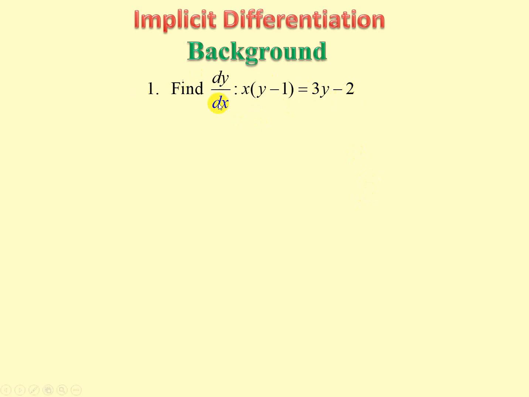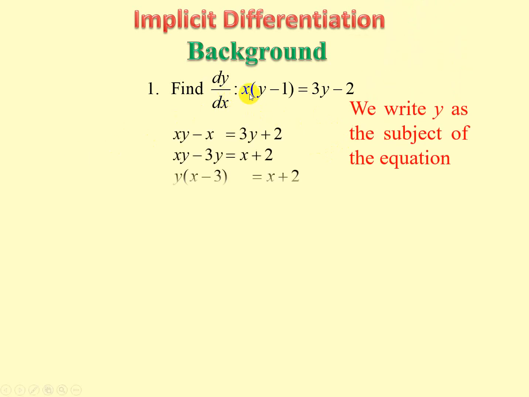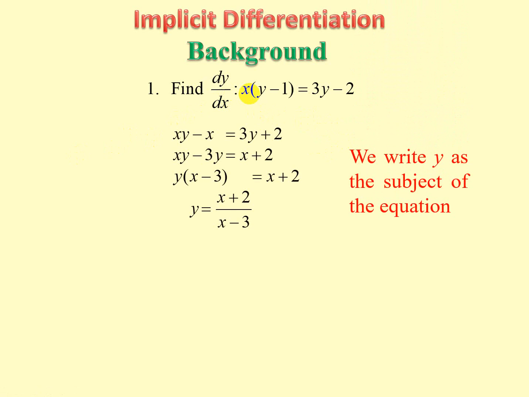So here's example 1. We have x into y minus 1 equals 3x minus 2, and we have to find dy by dx. Now, all the ones we've done so far start with y equals or f of x equals, so this is pretty strange getting it like this. The first thing we're going to have to do is write y as the subject of the equation.